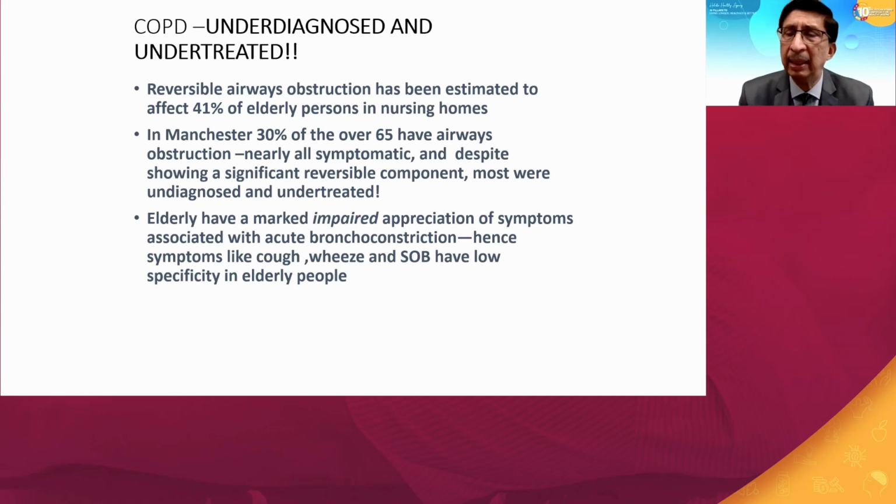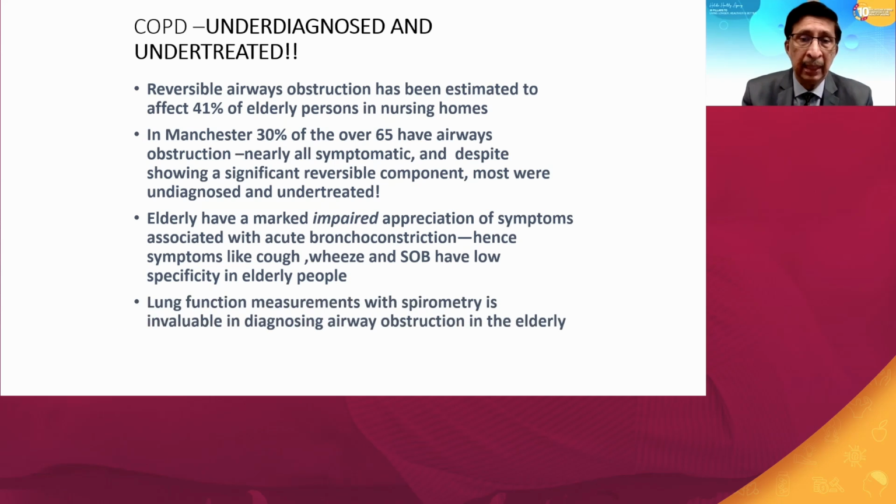Elderly have a marked impaired appreciation of symptoms associated with acute bronchoconstriction, and hence symptoms like cough, wheeze, and shortness of breath have very low specificity in elderly people, and they do not come and complain to us about it. Lung function measurements with spirometry probably is so invaluable, and the only way sometimes we are going to diagnose airway obstruction in this age group.